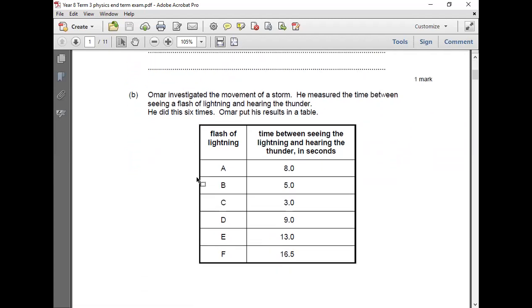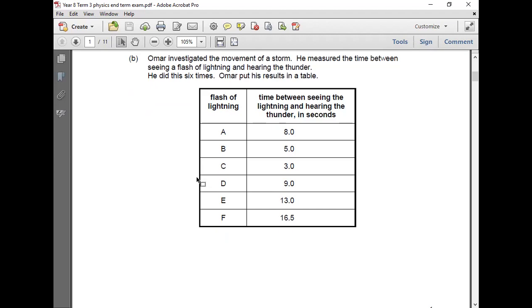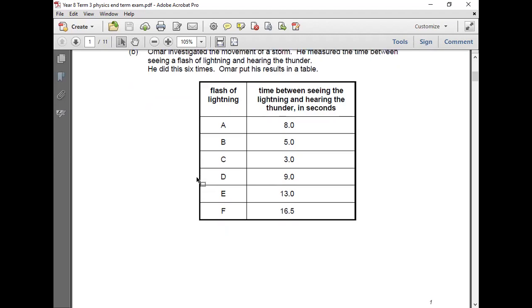Omar investigated the movement of a stone. He measured the time between seeing a flash of lightning and hearing the thunder. So you can see his table where he recorded his information. Flash of lightning A takes 8 seconds, then 5 seconds, 3 seconds.